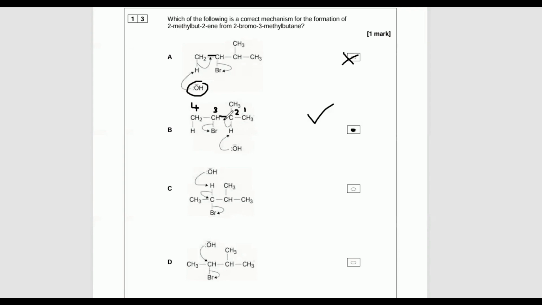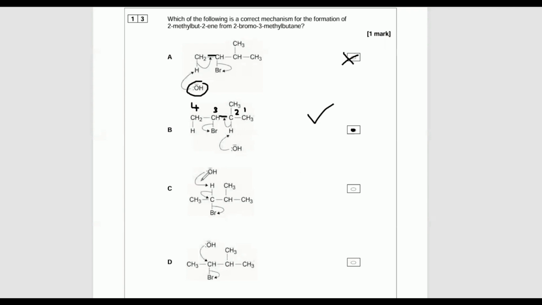Now, the formation of the double bond must be either side of the carbon where the bromine atom is attached, or the halogen is attached. So always check to the left and right. That's what you can make of the carbon with the halide attached. The hydroxide ion attacks a hydrogen on the adjacent carbon to the carbon with the halogen attached. Anyway, we're going to see why these ones are wrong. I'm going to go through these.